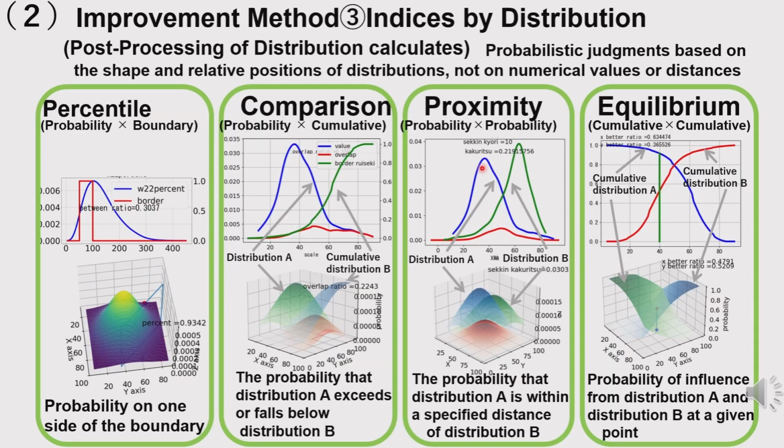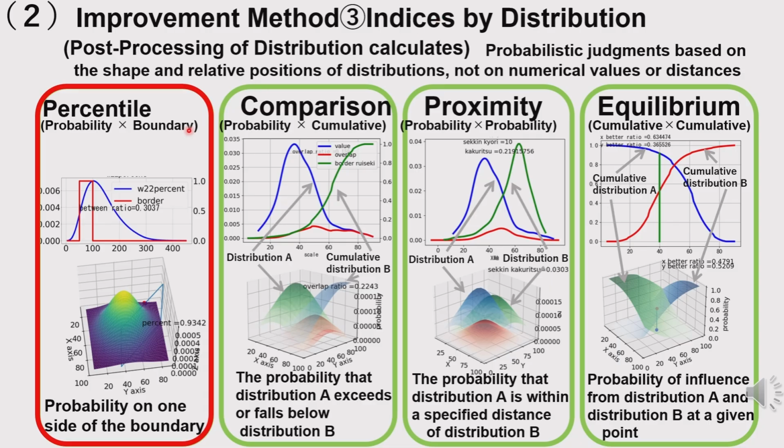The third solution against error is the use of distribution-based decision indices. This tool provides 4 types of indices, and they can be applied to distributions ranging from 1 dimension to 3 dimensions, enabling probabilistic judgments tailored to specific purposes.